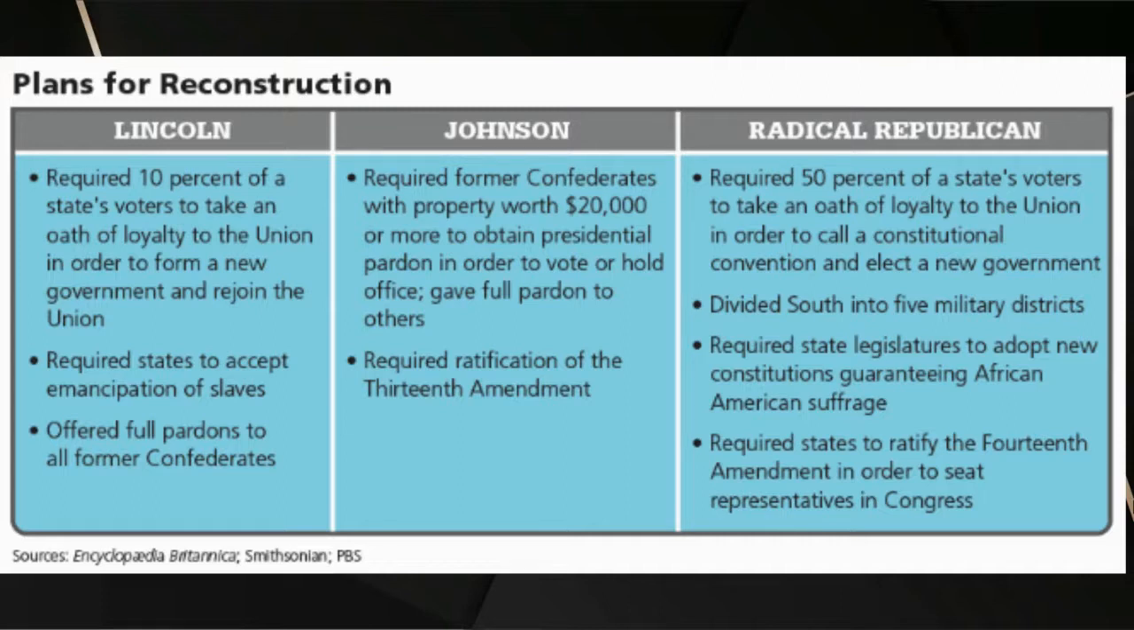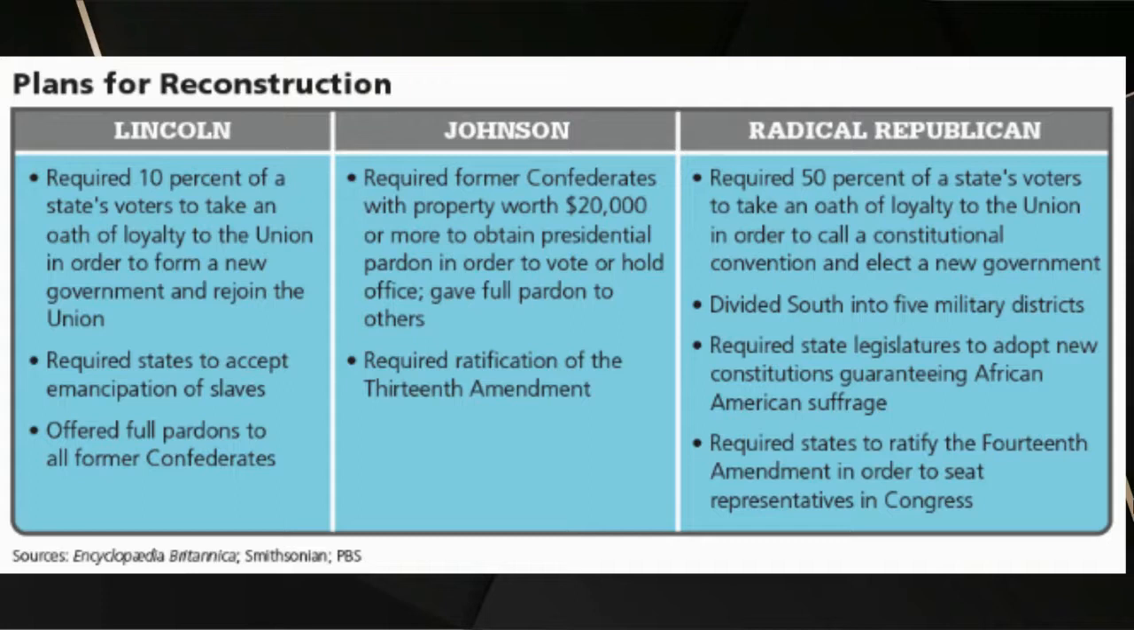It requires state legislatures to adopt new constitutions guaranteeing African American suffrage. So we're going from Lincoln's plan, which is saying, hey, slaves are emancipated, they're free, to the Radical Republican plan saying civil rights. The vote is what African Americans will get now. And then finally, required states to ratify the 14th Amendment in order to seat representatives in Congress. So if Southern Democrats really wanted to have an opportunity to sit in Congress, well, the state needed to ratify the 14th Amendment, which eventually does happen.